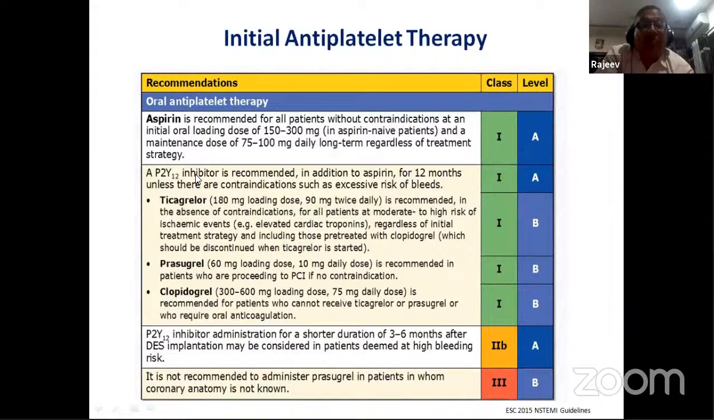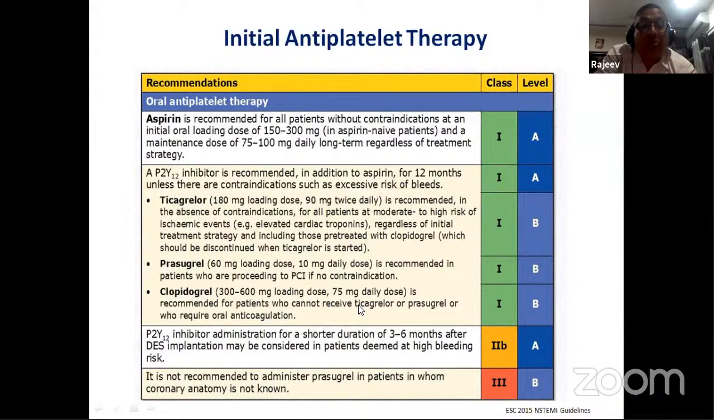Then a P2Y12 inhibitor is recommended in addition to aspirin for 12 months unless there is a contraindication such as bleeding risk, in which case ticagrelor, 180 milligrams loading, 90 milligrams twice daily, should be used in patients with moderate to high risk of ischemic events regardless of initial treatment strategy. Prasugrel, 60 milligrams loading, 10 milligrams per day, is recommended for patients proceeding to PCI with no contraindications, as I told you.